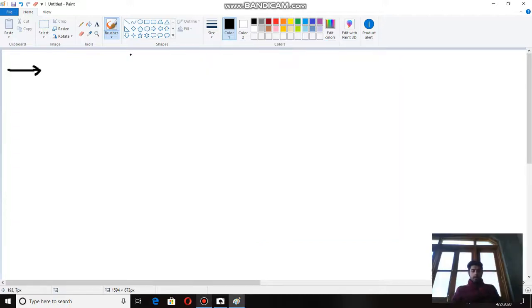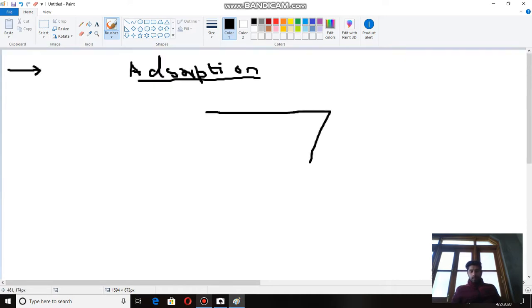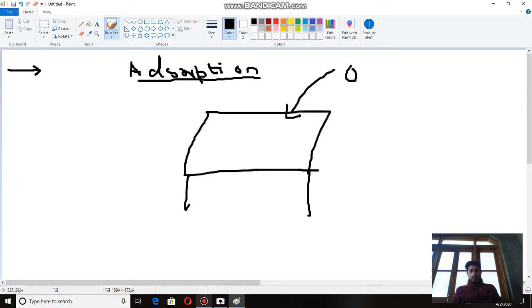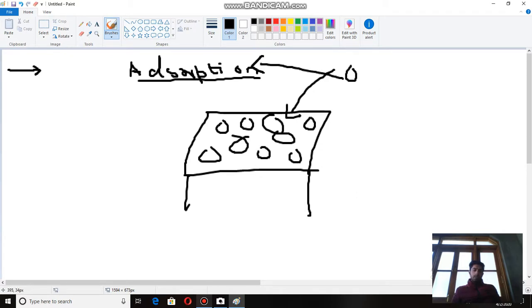In the last videos we talked of adsorption. Basically what adsorption is, I have drawn a structure like this, and the foreign particles, when they adhere themselves over this surface of any substance, this process is known as adsorption.